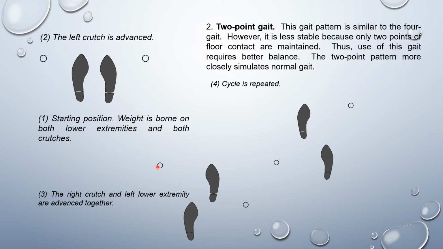So sabay po sila ang left crutch and then the right leg, sabay po silang nag-touch sa floor. So 1, that is counted as 1. And then the right leg and then the left crutch is followed them along. So meaning sabay din po sila. So kaya 1 and then 2. So the right crutch and left lower extremities are advanced together and then the cycle will be then repeated. So that's it. That is your 2-point gait.